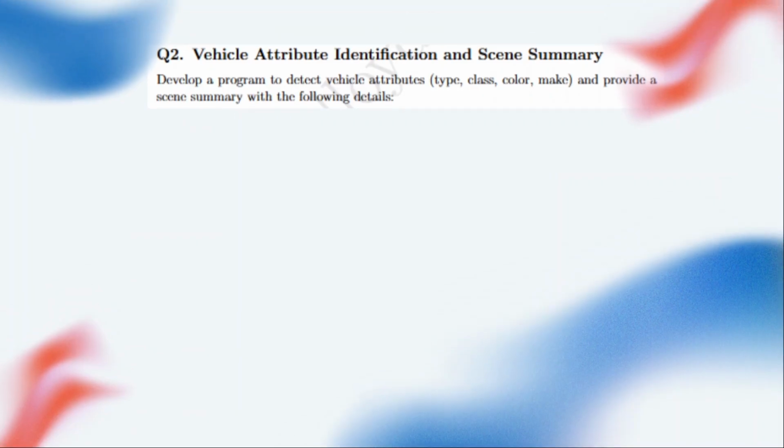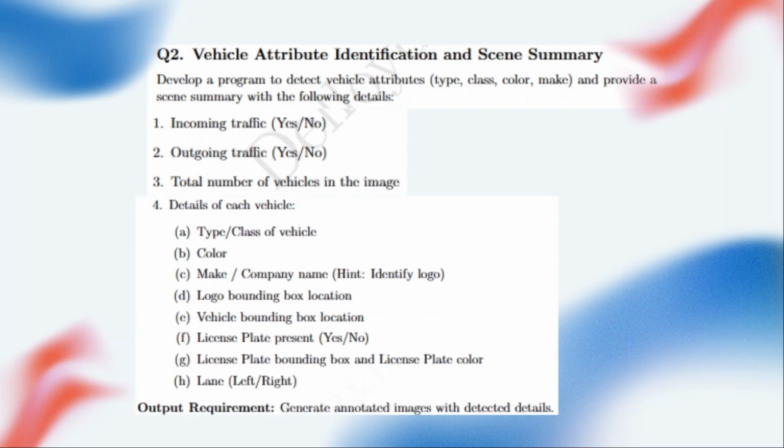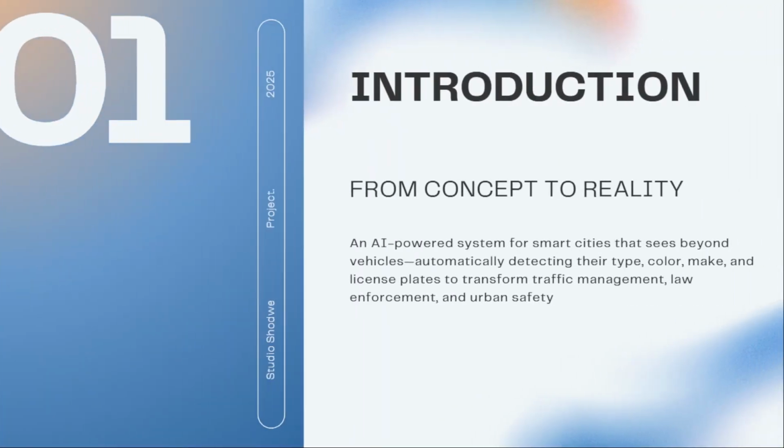Without further ado, let's move on to our very first project, Vehicle Attribute Identification and Scene Summary. We were given the task to develop a program to detect vehicle attributes such as type, class, color, make, and provide a scene summary with the following details. They are listed below. Number one, incoming traffic. The outgoing traffic, the total number of vehicles in the image. Last but not the least, these following details. To go more in depth on our objectives, we move on to our second slide.